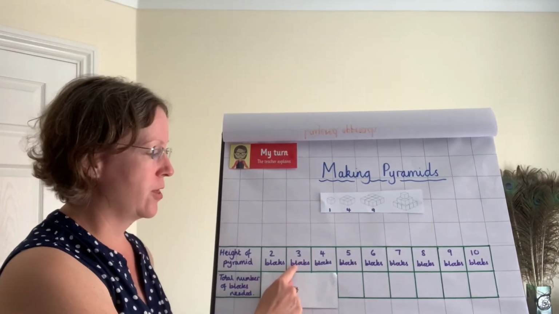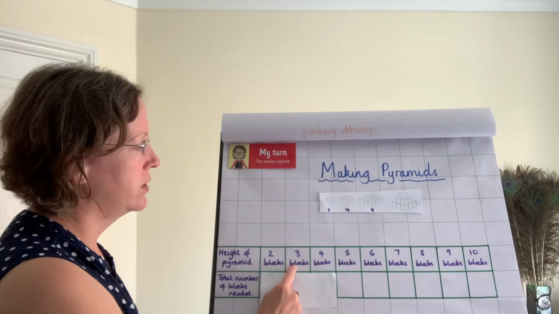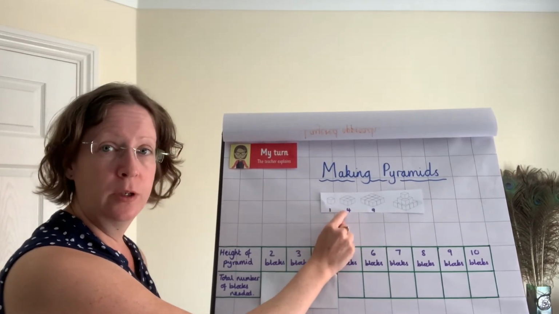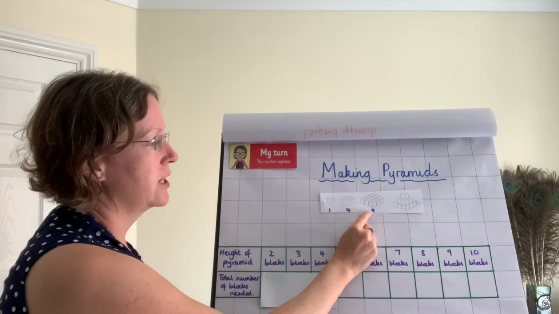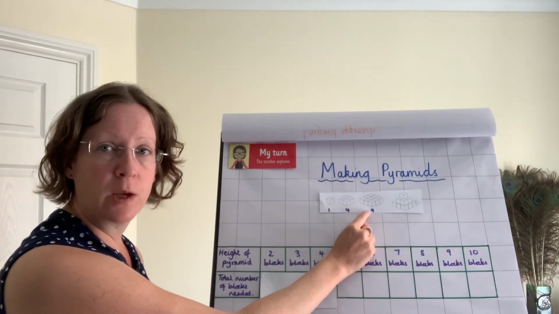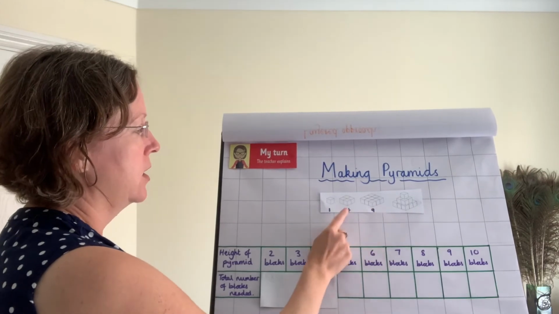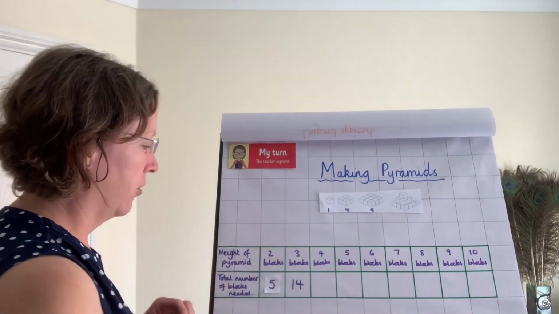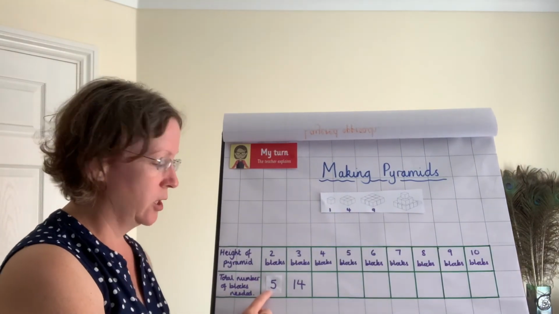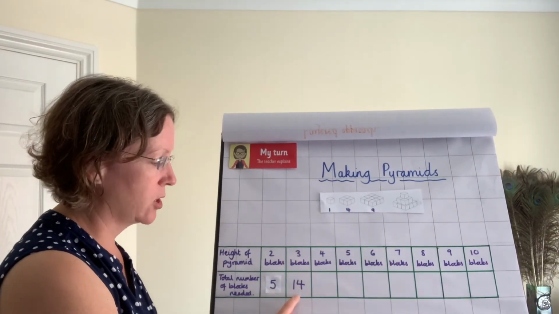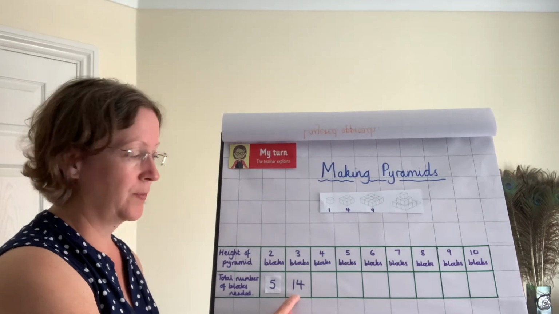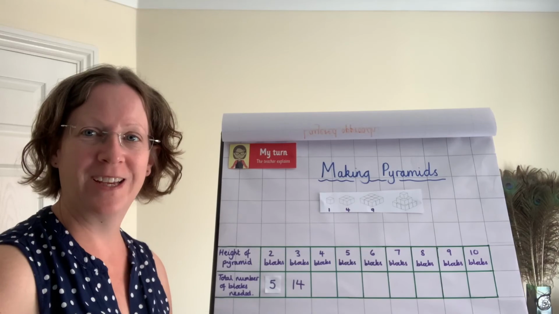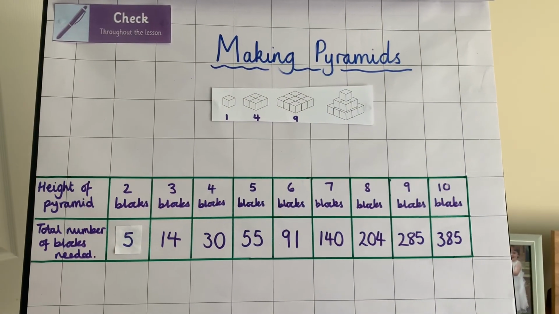If you were going to go for a 3 block high pyramid, you would have to have this top layer of 1, the middle layer of 2 by 2, which is 4 stones, and then you'd have to have the bottom layer, which is 3 by 3, which would be 9 stones. So you'd need 9 plus the 4 plus the 1. So the beginning of this grid, 2 blocks high, you'd need 5 stones, 3 blocks high, you'd need 14 stones. Can you complete the grid? Pause the video and come back when you're finished and we can check. Good luck. How did you get on?